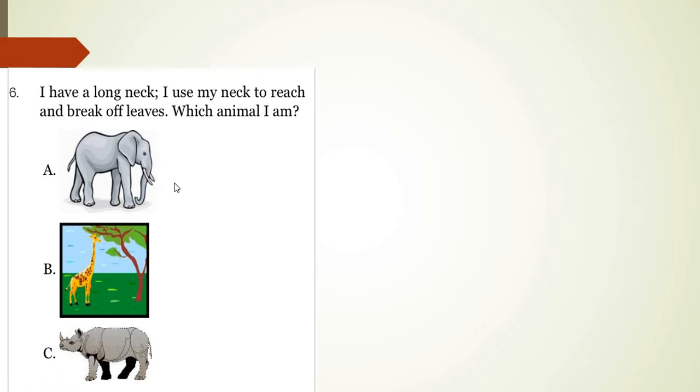Yes, exactly. I can see the pictures very clearly. This is a one horn rhino. This is a giraffe and an elephant. So which is the correct option according to you, my dear students? What do you think? Read the question again and again if you don't understand.